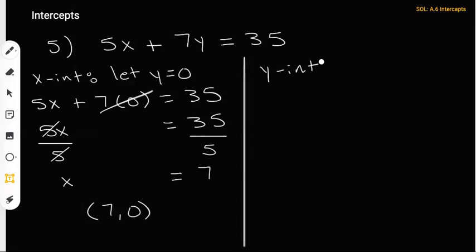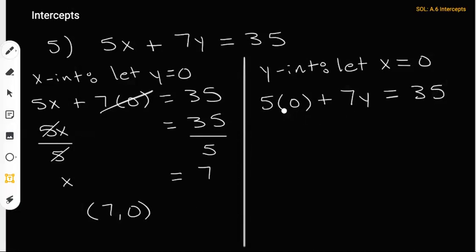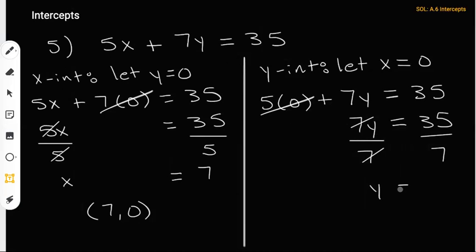Over here for the y-intercept, I need to let the opposite variable be 0, so I'm going to let x be 0. So now when I do my equation, I get 5 times 0 plus 7y is equal to 35. 5 times 0 is 0. I'm left with 7y is equal to 35. So the last thing I need to do is divide both sides by 7. I get y is equal to 5. So 0, 5 is going to be my ordered pair.